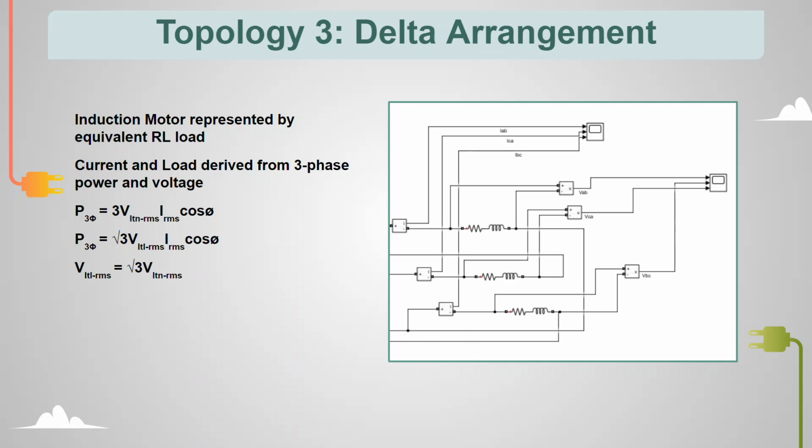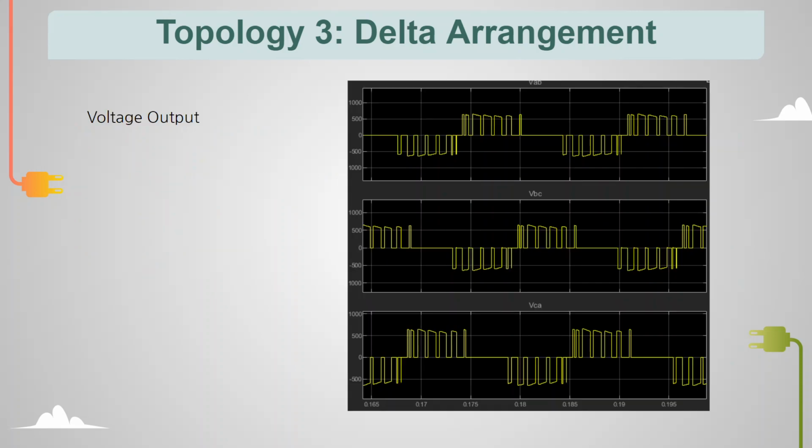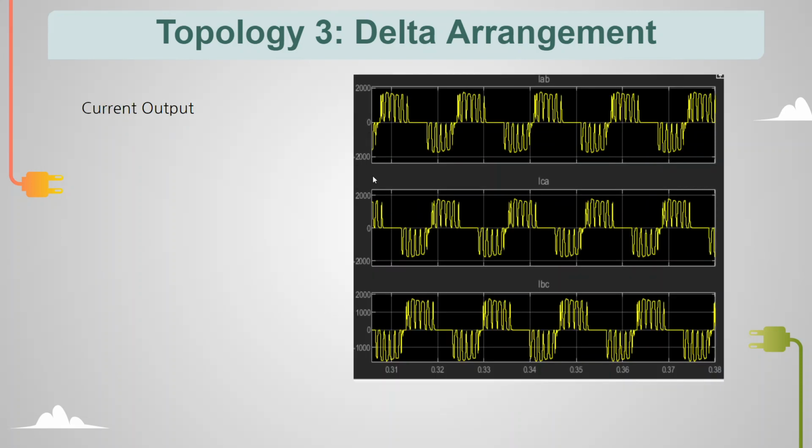Using the equation for 3-phase power, the RMS phase current was derived to be about 1,740 amps. Using this value, the delta load was derived in real and imaginary components, with the real portion representing the resistance and the imaginary being derived into an inductance. Here we can see the voltage output, and if you look between the 3 legs, the average would end up as a sine wave. The same can be seen in the current output.